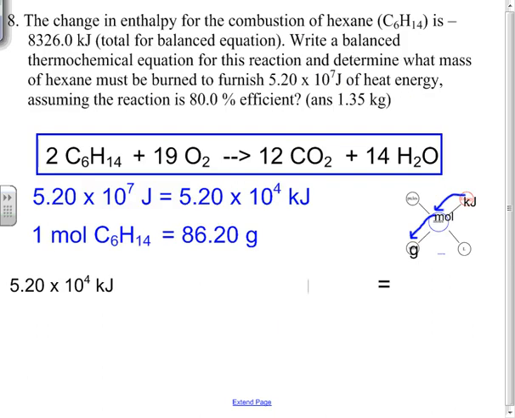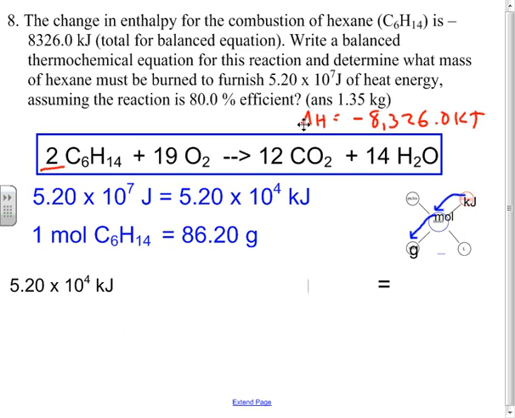Last sample problem, we're told the enthalpy change for the combustion of hexane, C6H14, is 8,326 kilojoules for the balanced reaction. And so write a balanced thermochemical equation. So here is the chemical equation. Again, the change in enthalpy for this one is going to be a negative 8,326.0 kilojoules, and that's going to be per 2 moles of the hexane.